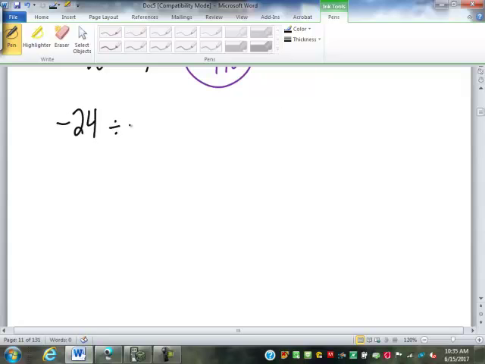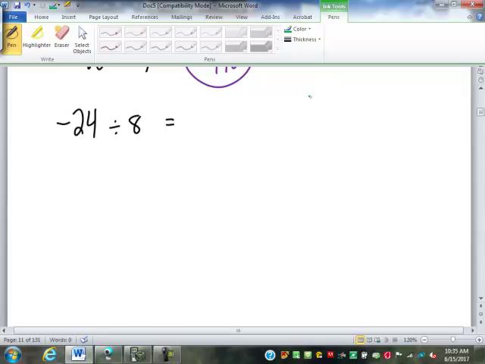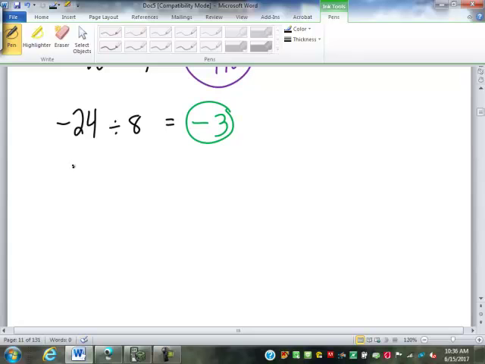Division? A negative 24 divided by 8. First of all, do we expect it to be positive or negative? Negative. Again, one of each. One positive and one negative. We expect it to be negative. 24 divided by 8? 3. So it's a negative 3. Good. If we have a 32 divided by a negative 4. Positive or negative? Negative. A positive divided by a negative is going to be negative. What's 32 divided by 4? 8. So it's a negative 8.